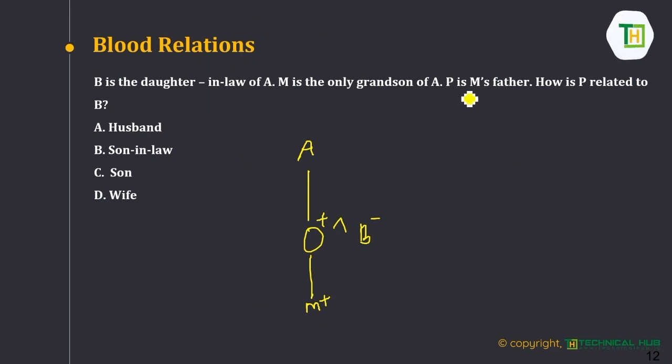Next one. P is M's father. So M is here, and M's father is P. Okay, so how is P related to B? P related to B means the husband is the answer. Here it is a wife and husband relation. So P is the husband.